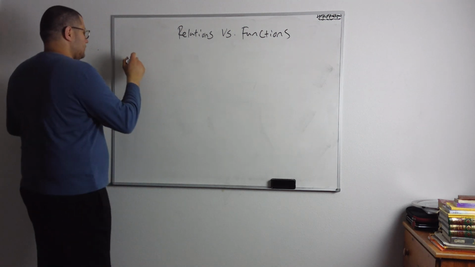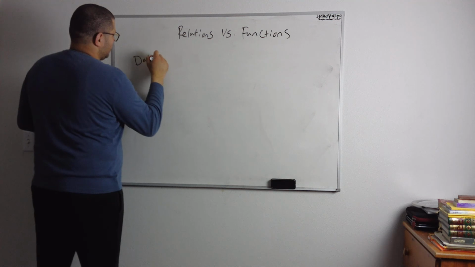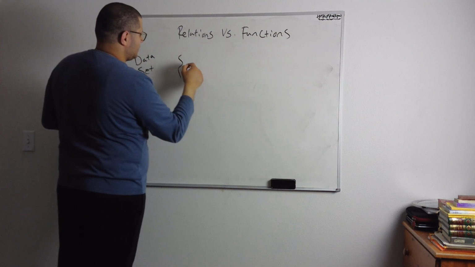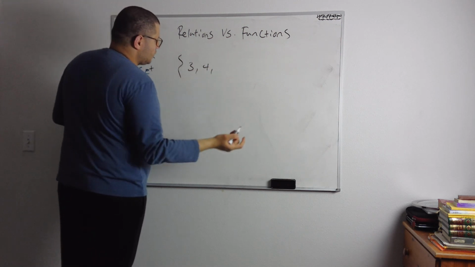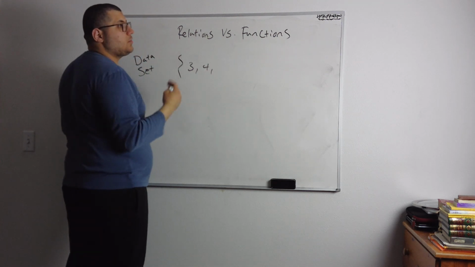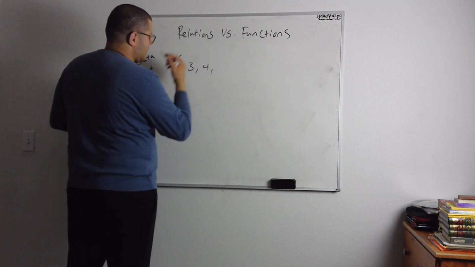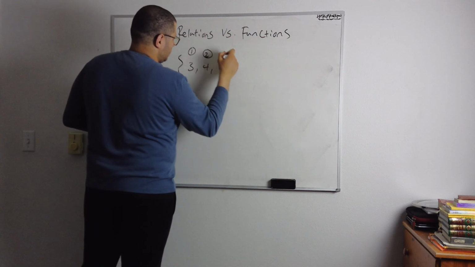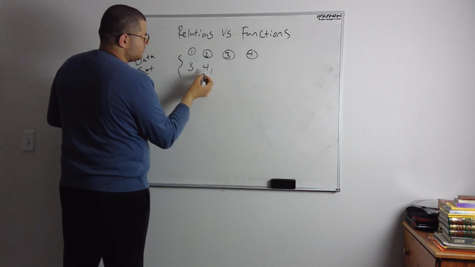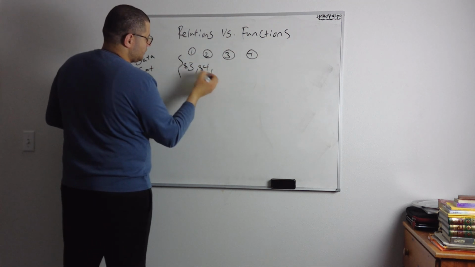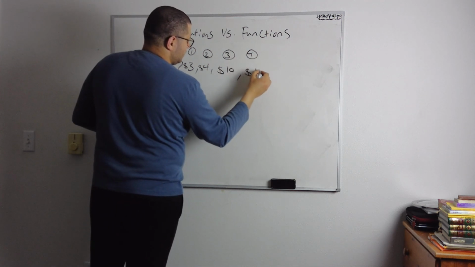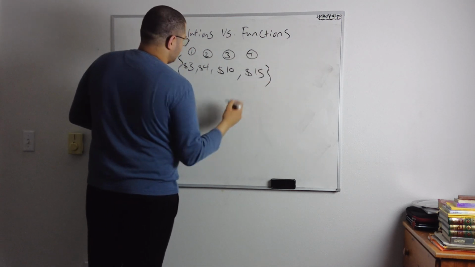So we have a dataset. Now what's a dataset? It's just a set. It starts with a bracket, a set of data. You can say 3, 4. It could be how much money you earned over 4 days. You have day 1, day 2, day 3, day 4. On day 1 you earned $3, day 2 you earned $4, day 3 you earned $10, day 4 you earned $15. Just a set of data, right?